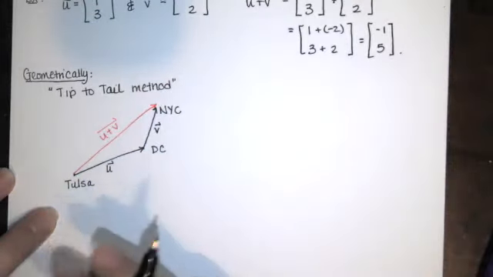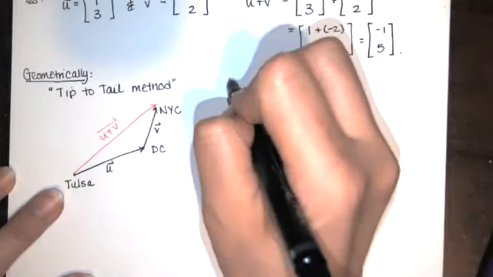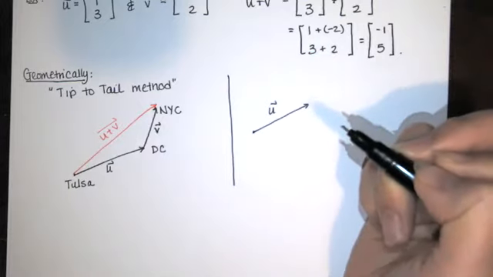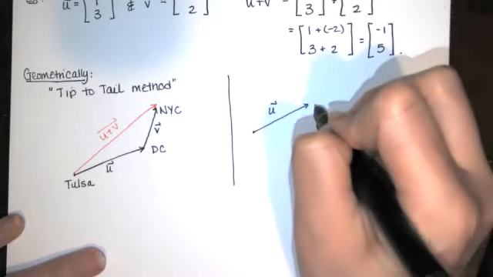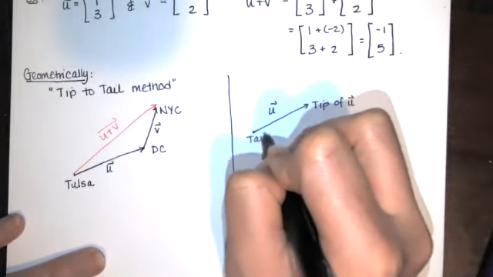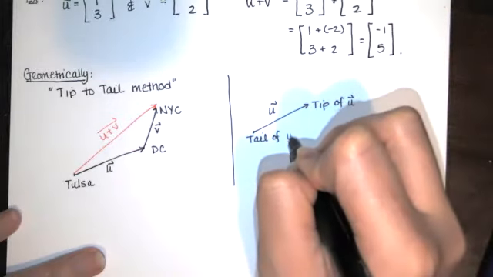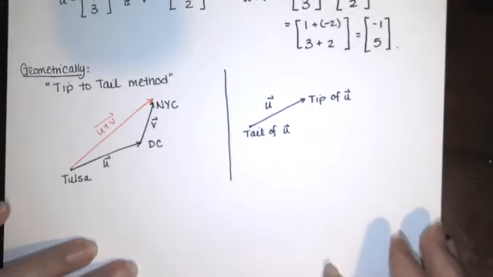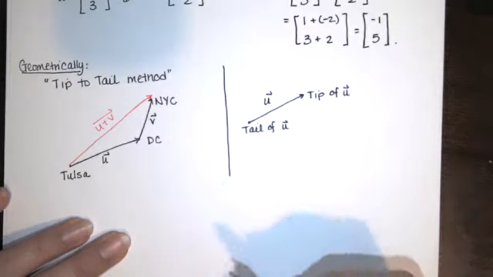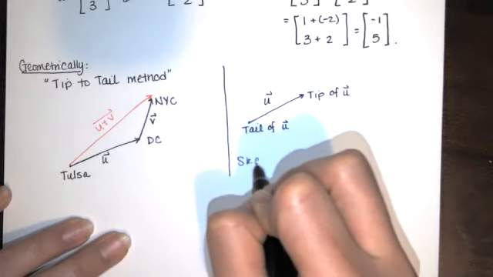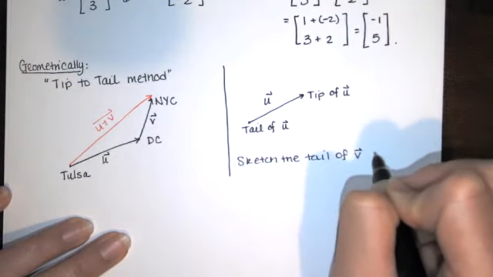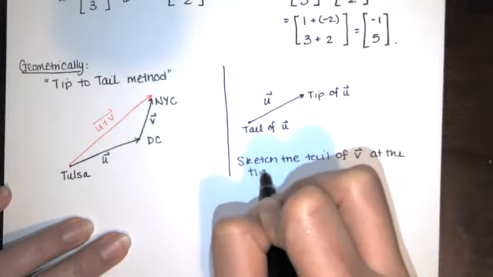But let's make it slightly more abstract. Instead of talking about displacement, let's just talk about adding vectors in general. If this is my vector u, we call this the tip of u, and we call this the tail of u. So with the tip to tail method, if you're adding vectors u and v, you sketch the tail of v at the tip of u.